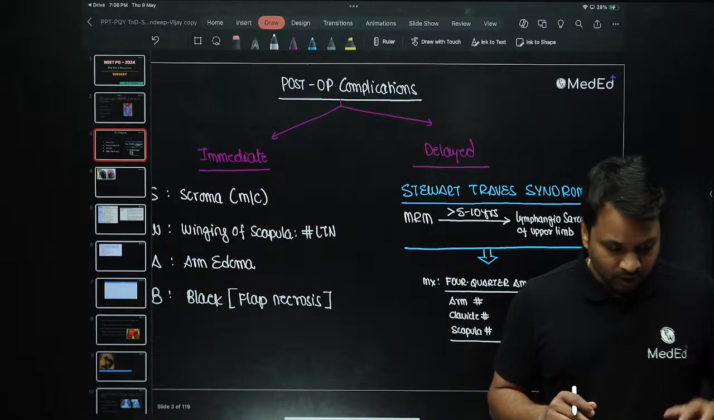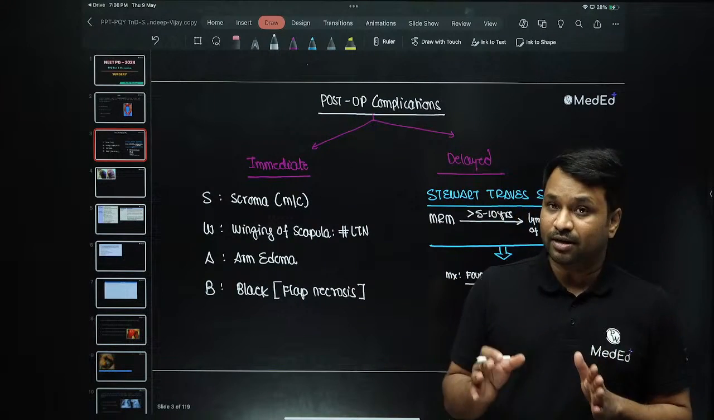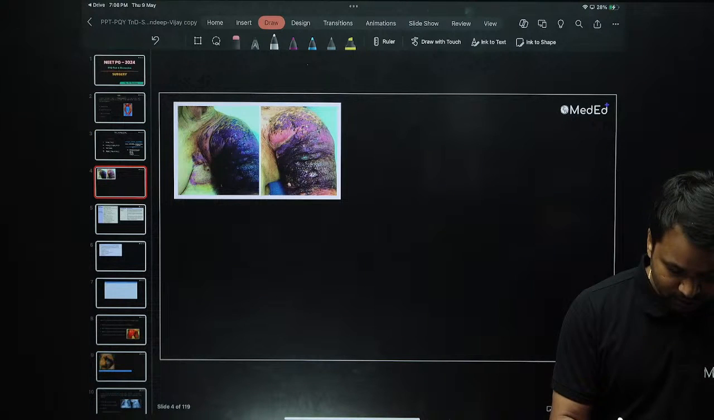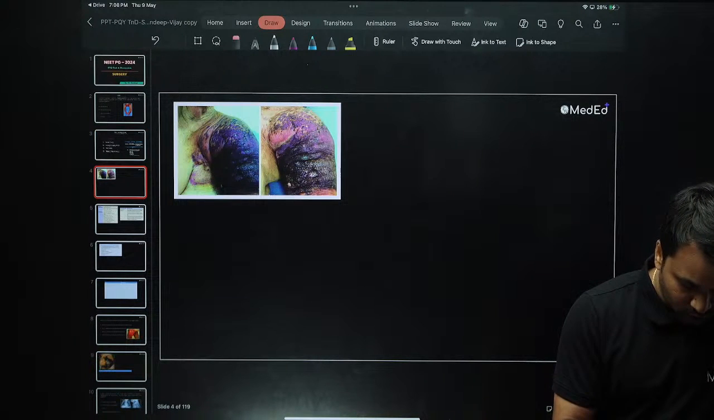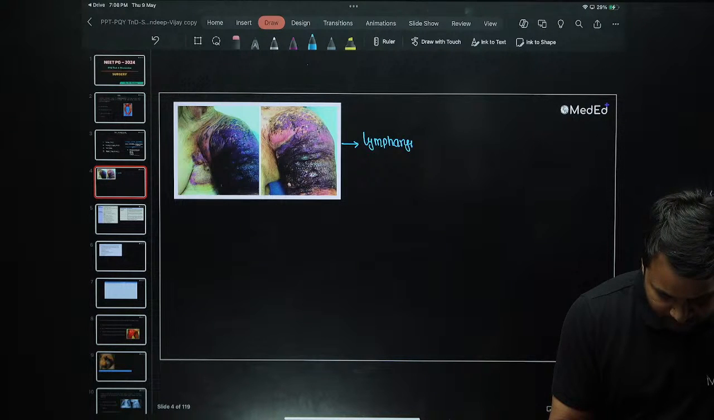This particular slide on the post-operative complications of modified radical mastectomy is very, very important. If they want to ask you further, this is your Stewart-Treves syndrome, or what we call lymphangiosarcoma.